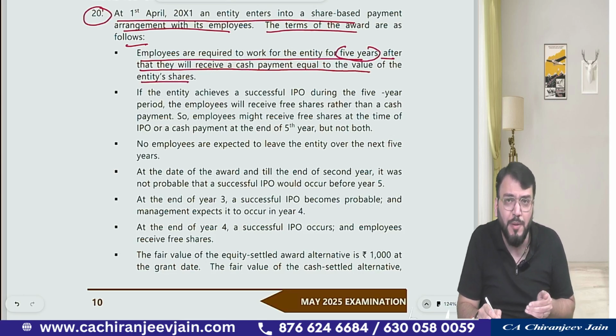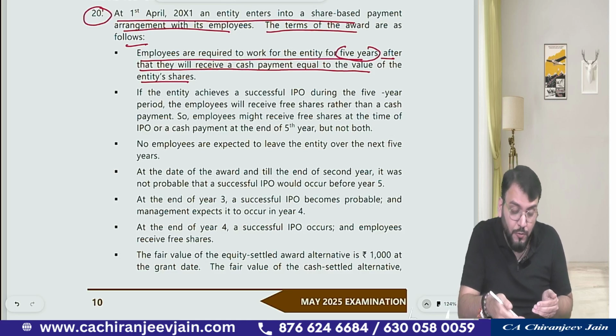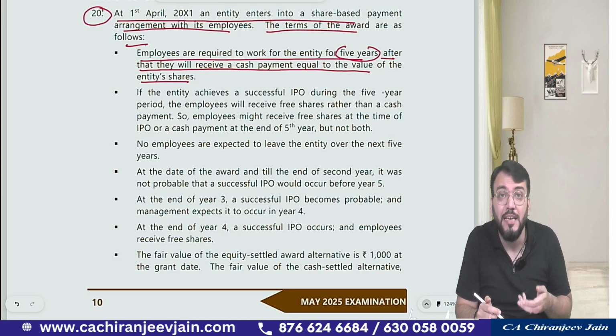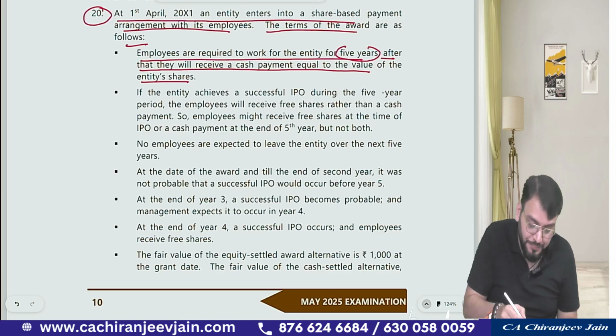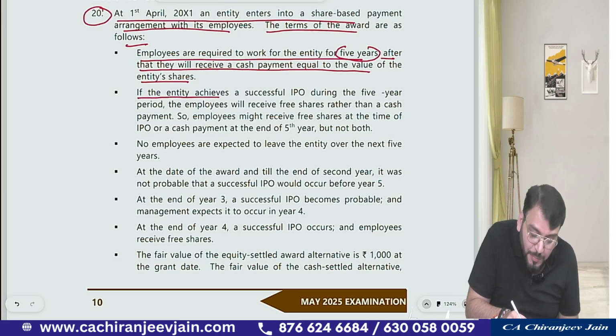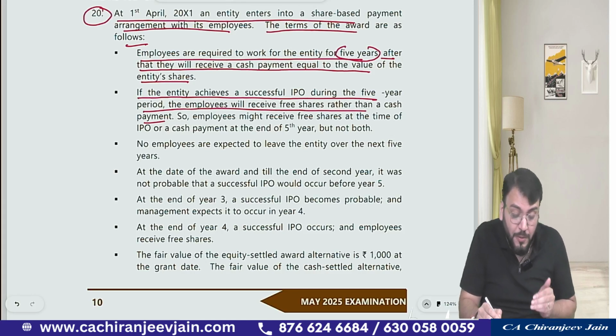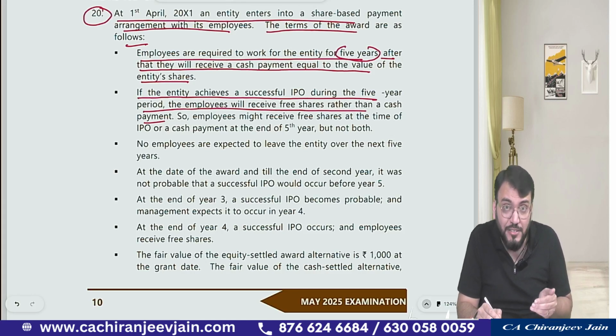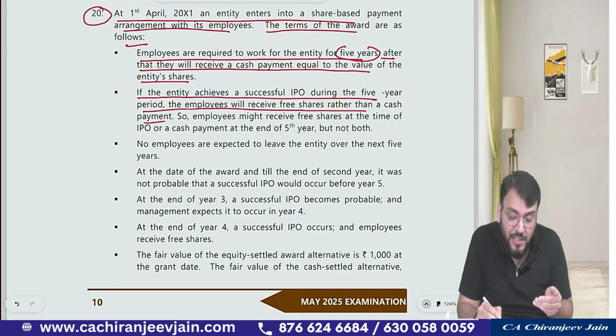So from the first para, we are getting the information that it can be a cash-settled share-based payment transaction, where the payment will be done based on the fair value of equity shares. Okay, sir. If the entity achieves a successful IPO during the 5-year period, the employee will receive free shares rather than a cash payment. So if the entity achieves a successful IPO, then the entity will not pay in cash. The entity will give free shares rather than cash.